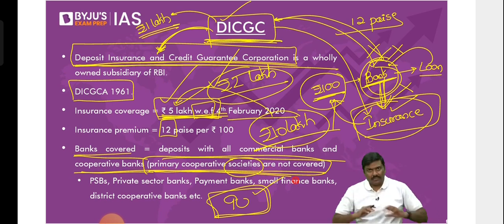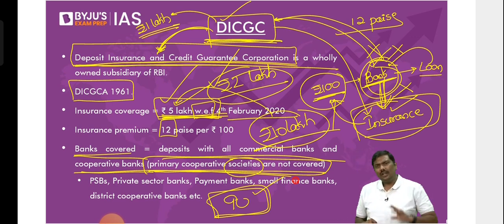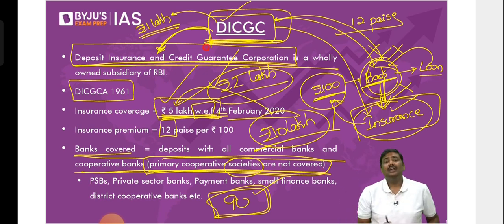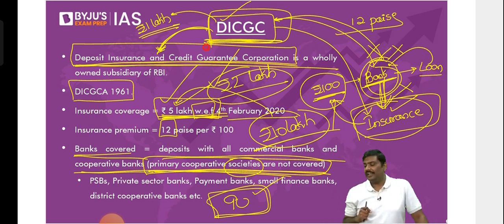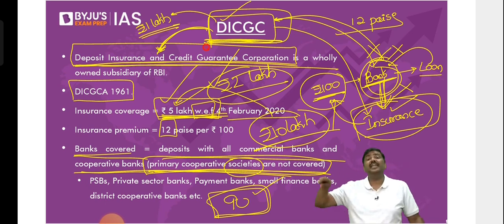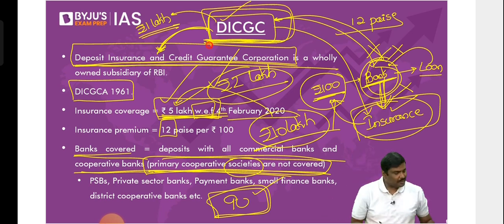The banks covered under this are all types of banks: public sector banks, private sector banks, regional rural banks. All the banks are covered except the primary cooperative societies, because these are not banks, these are societies. And the last point for today, DICGC is owned by the Reserve Bank of India. It is a subsidiary. Subsidiary means it comes under the ownership of the Reserve Bank of India. Done. So these are some of the very important points regarding DICGC.